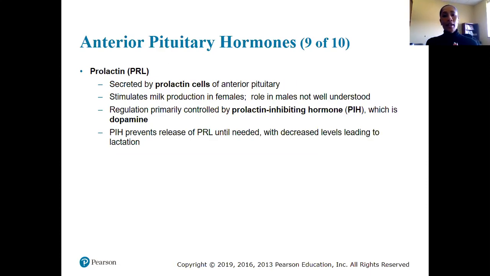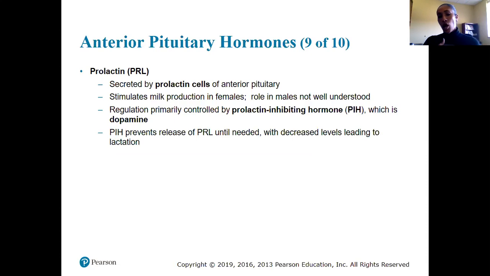Lastly, prolactin is going to stimulate milk production in females. And for males, we're really not sure what prolactin does, because males don't have mammary glands to secrete out milk. So as of right now, we're still not sure how it affects males. The inhibiting hormone for prolactin is going to be the prolactin inhibiting hormone, and PIH is going to prevent the release of prolactin until needed.